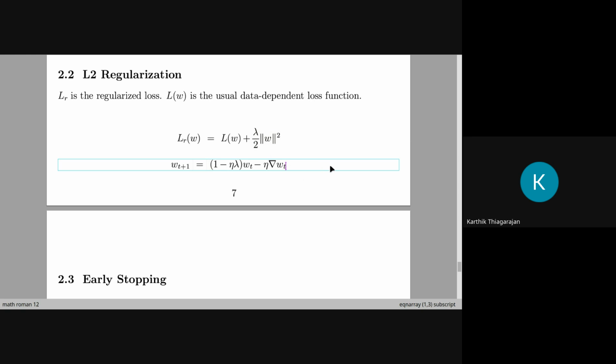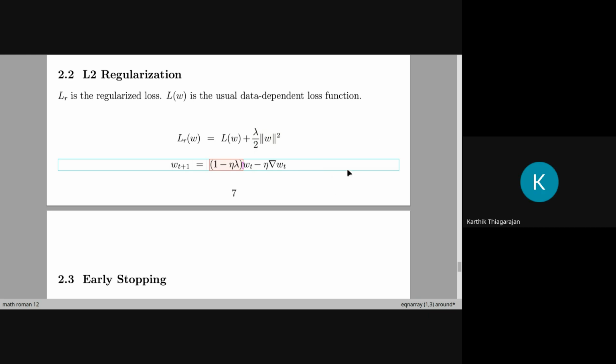L2 is more convenient because once again it's easy to differentiate. It gives you a smooth loss function. So if you take the gradient and do gradient descent, this is the update that you get. What is interesting about this update? Is there anything interesting happening in this update? This is doing something to W_t. What is it doing? Reducing its value. Yeah, so it is reducing its value.